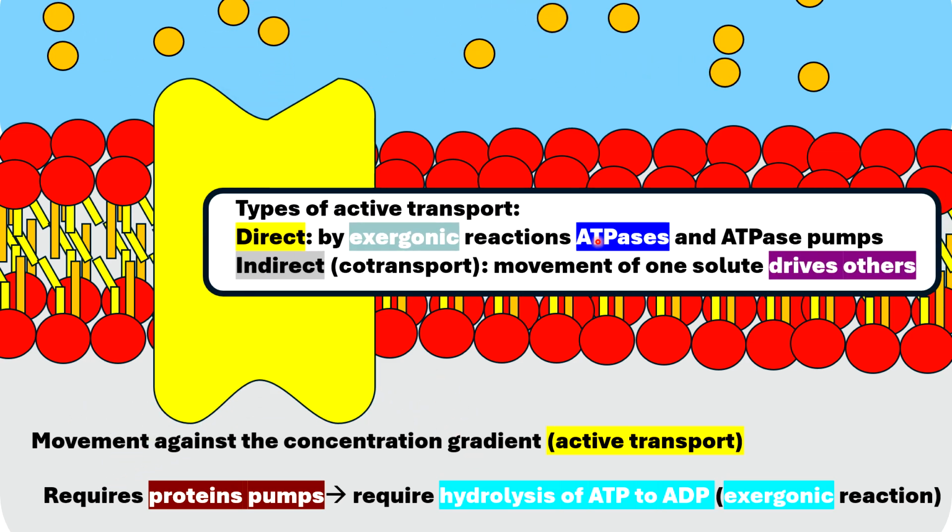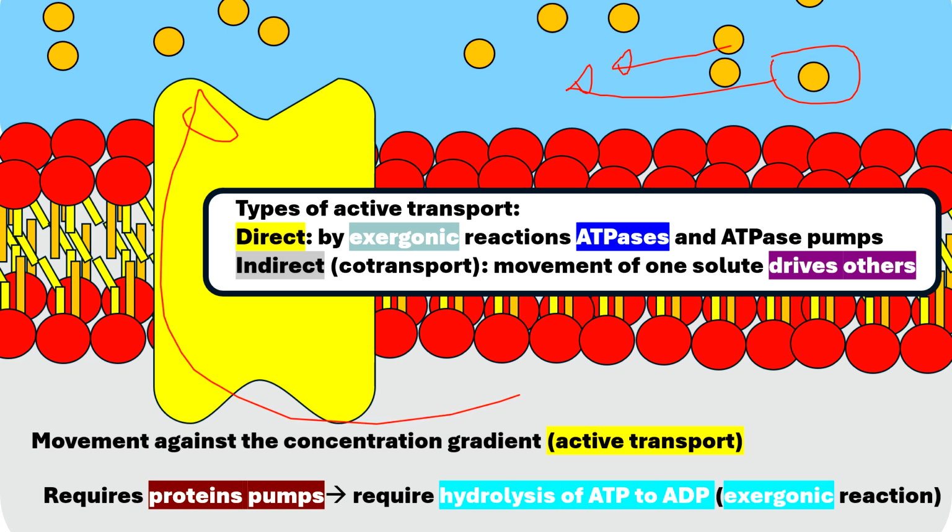And there's two types of active transport. The direct that we've just seen, that is by exergonic reactions, okay? They're called ATPases or ATPase pumps, which are responsible for this. And there's also a co-transport or an indirect active transport, which is that when one of the solutes moves, it's going to drive the others to move as well, okay? So when it moves in this direction, then it's like an attraction, right? Like it drags the others with it, okay? And that would be it.